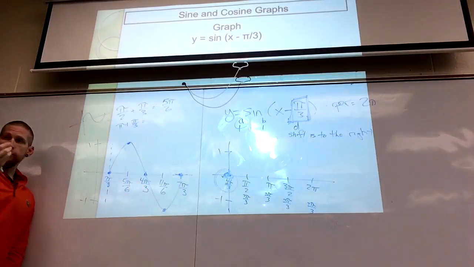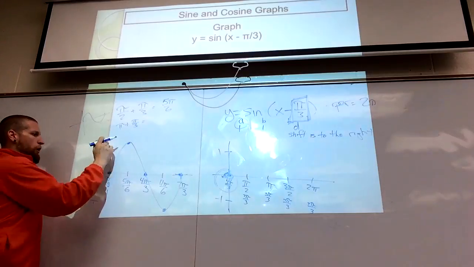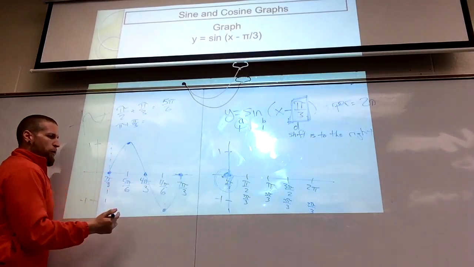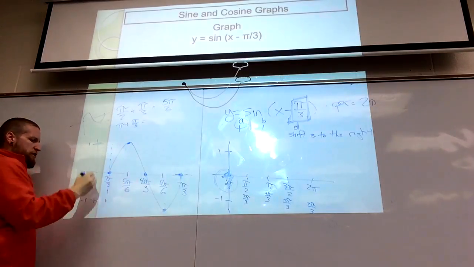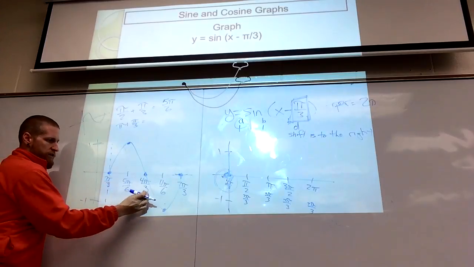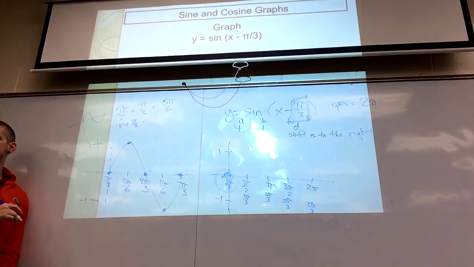So again, on the test, I'd be looking for those 5 points to be in the right spot. I'd be looking for these two values to be correct, and I would want to see those fractions as being correct also.